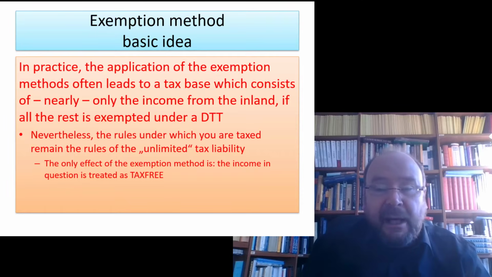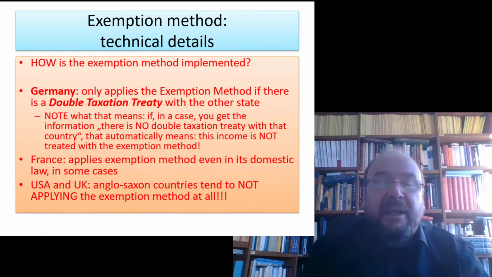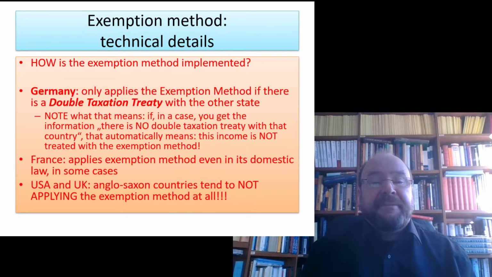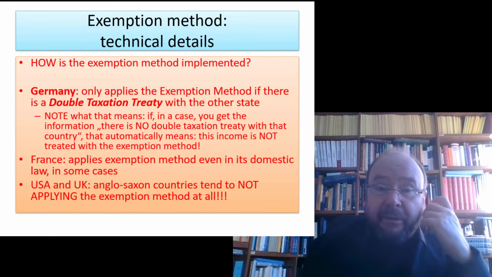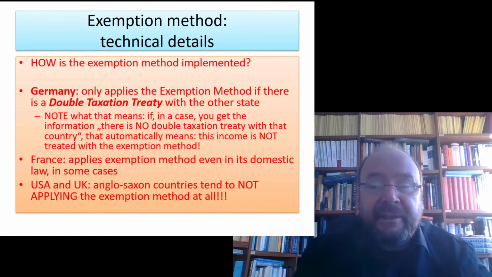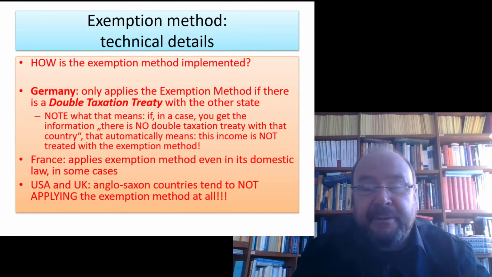Good. How can the exemption method be implemented? So we know now the basic idea. We declare the foreign income as tax-free. Now you can do this on a unilateral basis. So you can write into your laws on your own, without any agreement with others, we renounce the taxes for the following foreign types of income.